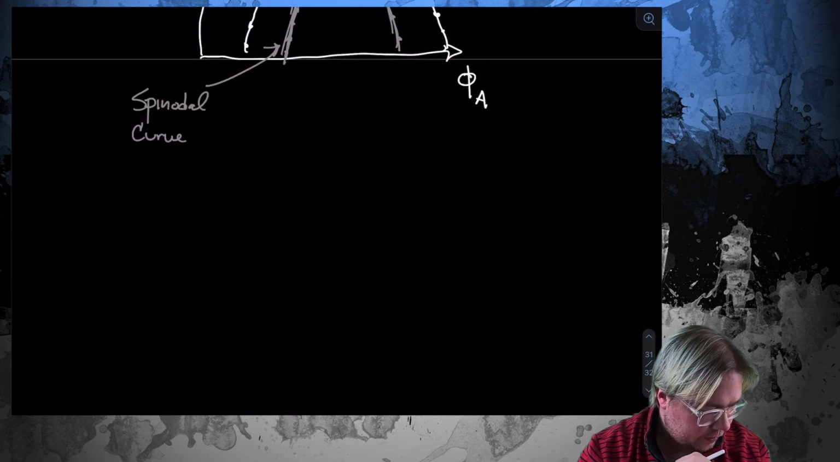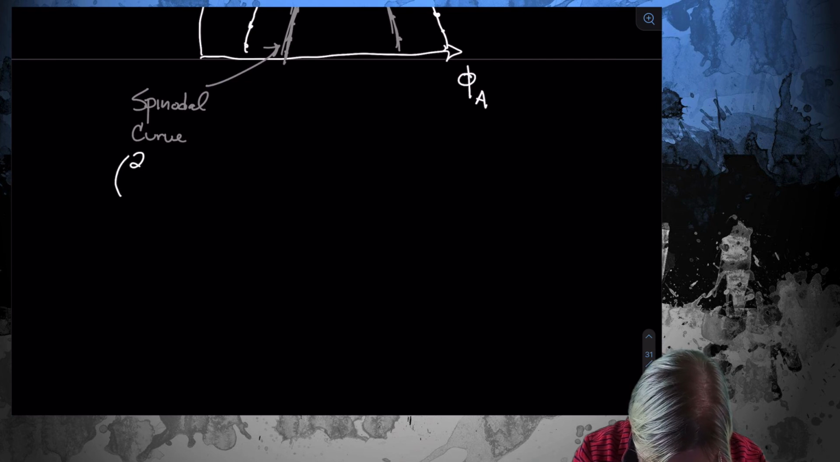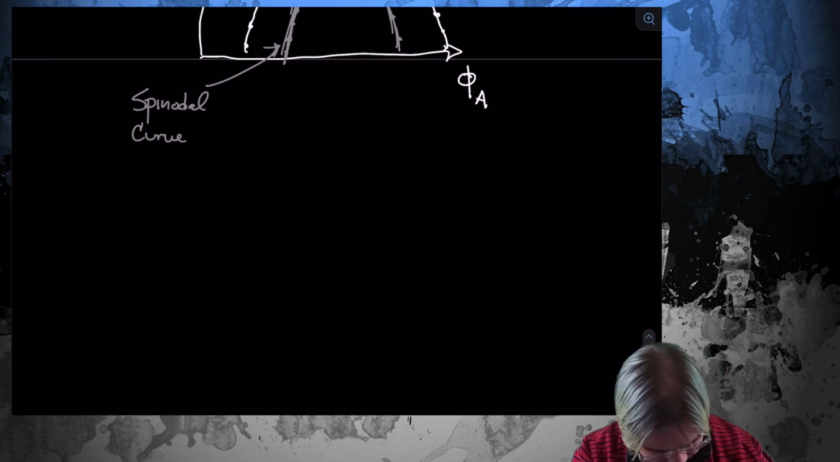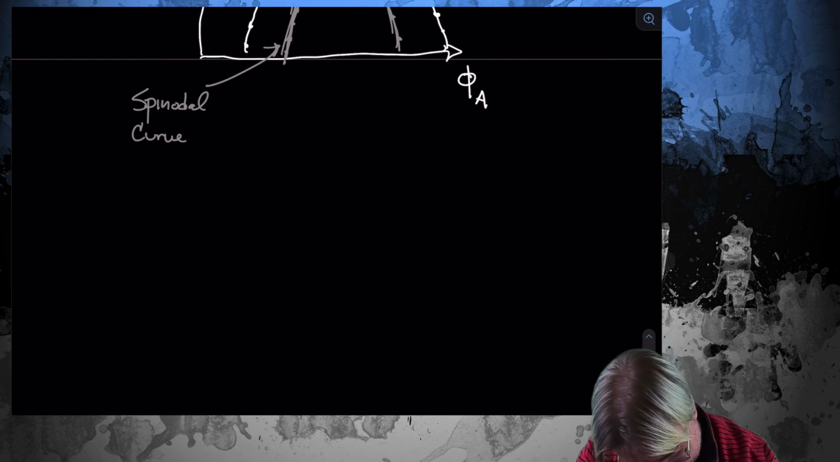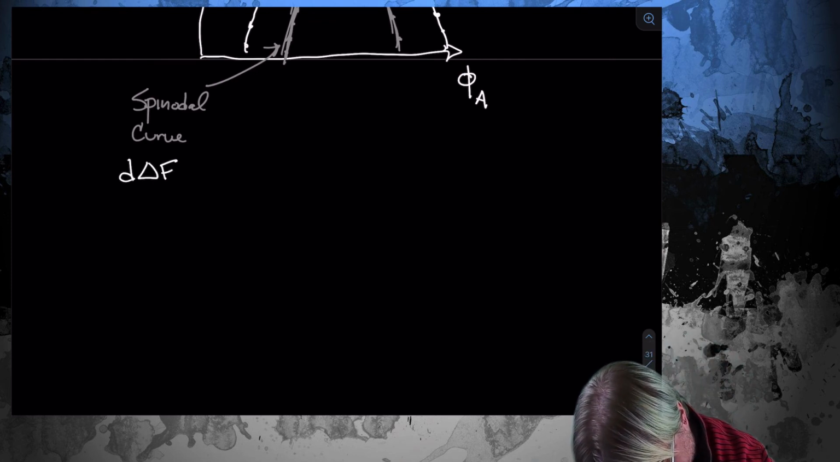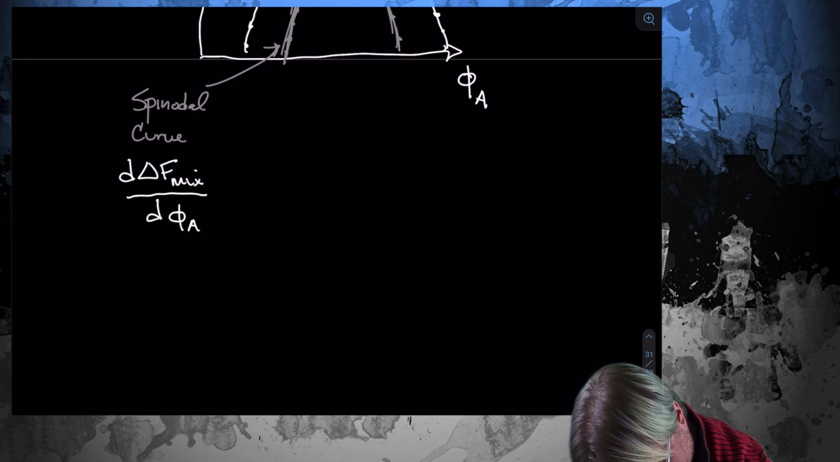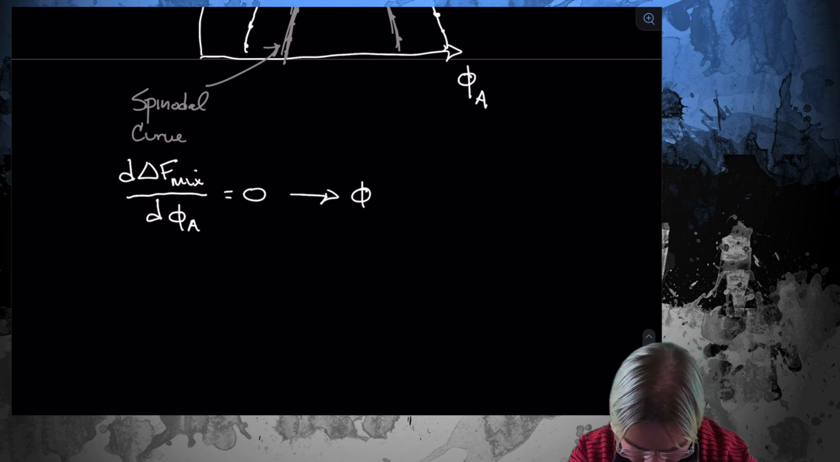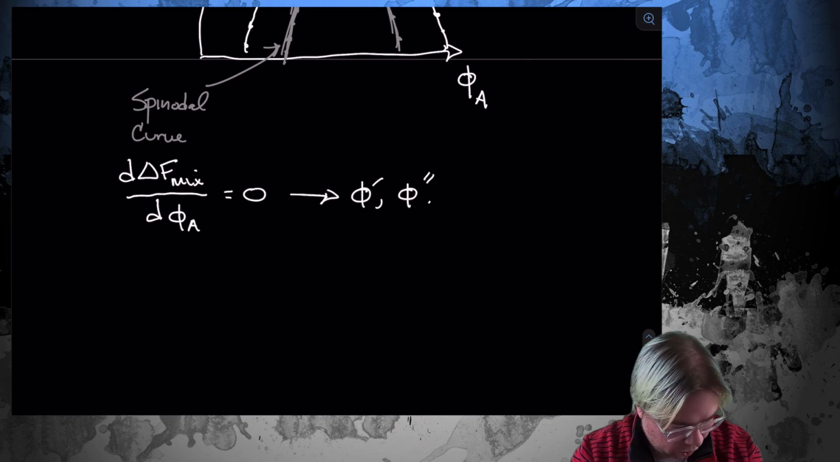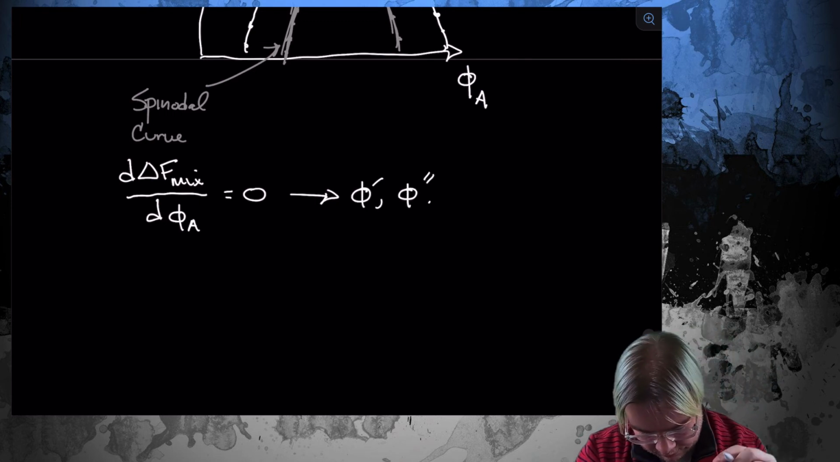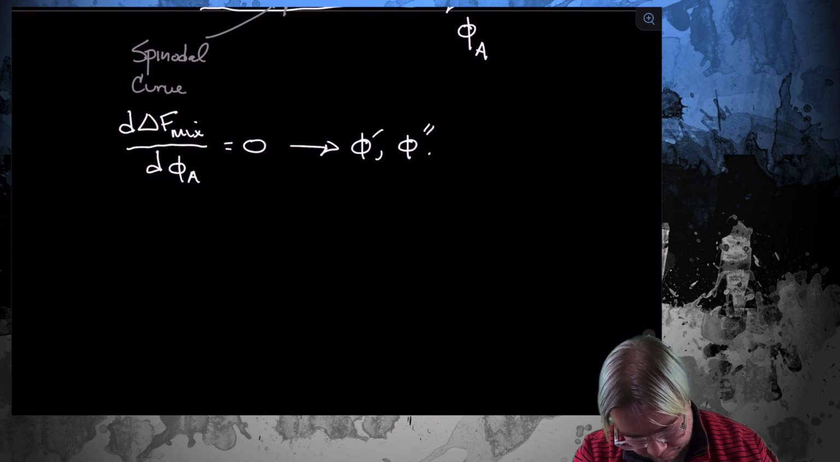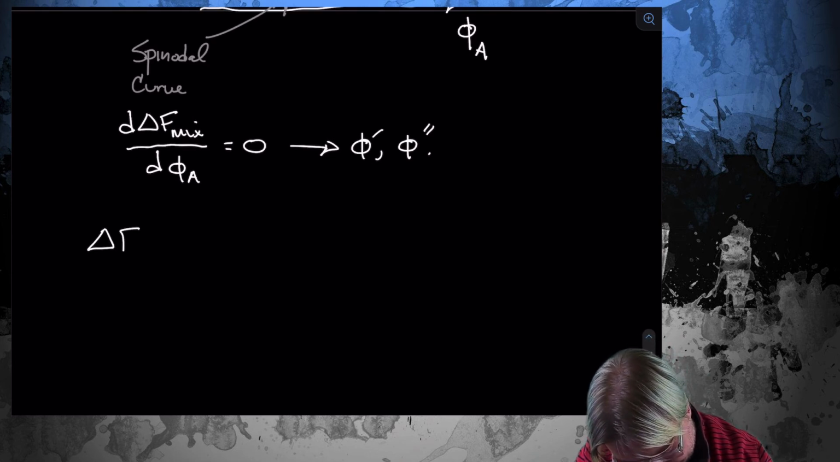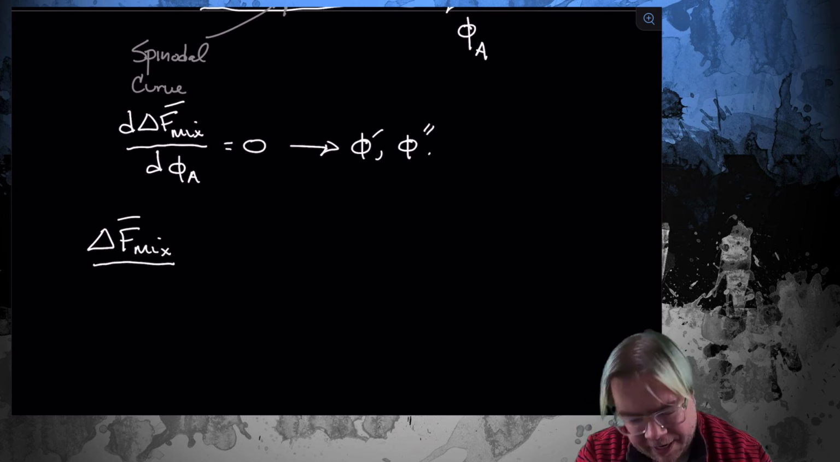So let's do it. Let's start with taking the first derivative. That's not a partial derivative. Well, I guess it could be, whatever. Let's take the derivative of delta F mix with respect to phi A. We will set it equal to 0, and we will solve to get what phi prime and phi double prime are, or we could. And so we'll start with delta F mix per lattice site, and I'm going to divide through by kBT.